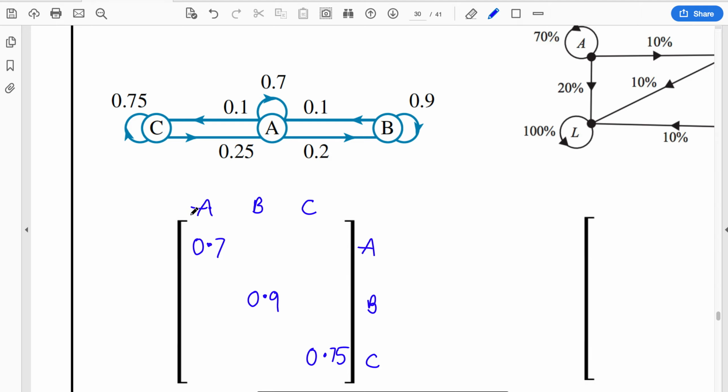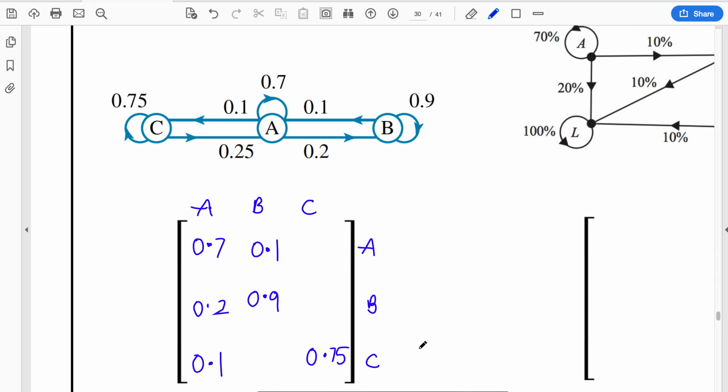So the diagrams can get a little bit more confusing the more that you've got there. So we've got A to C, if you follow the direction of that arrow, is 0.1. And A to B is 0.2. And we should see that add up, 7, 8, 9, 10 to 1. So it does work. We've got B to A, 0.1.